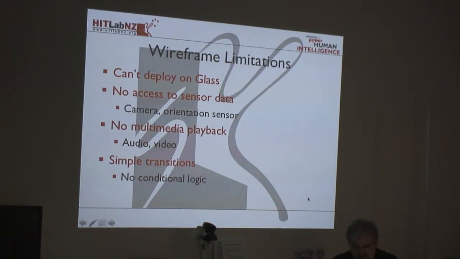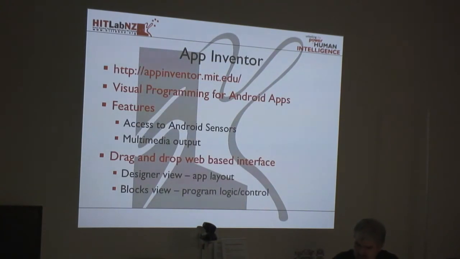So the last prototyping tool I want to show you is a tool called App Inventor. App Inventor was originally developed at Google as a way to rapidly prototype for Android devices, and then Google decided they didn't want to support it anymore, and they gave it away to MIT and open sourced it. So this is basically a visual programming tool for Android apps, and it has access to Android sensors, and it can also provide multimedia feedback.